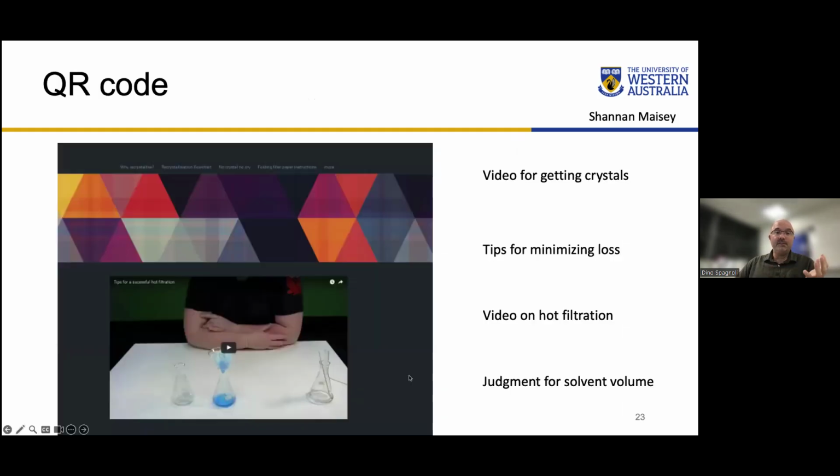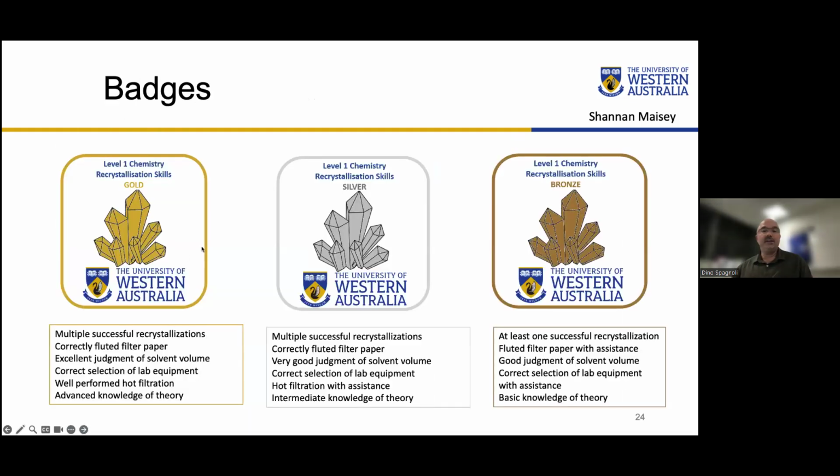And so we implemented these QR codes. The QR codes sent them to different types of videos that they could watch to help improve their technique. And also these are the online badges that we implemented. They could gain a gold, a silver, or a bronze. So there are different levels that they needed to achieve to get from one level to the next.